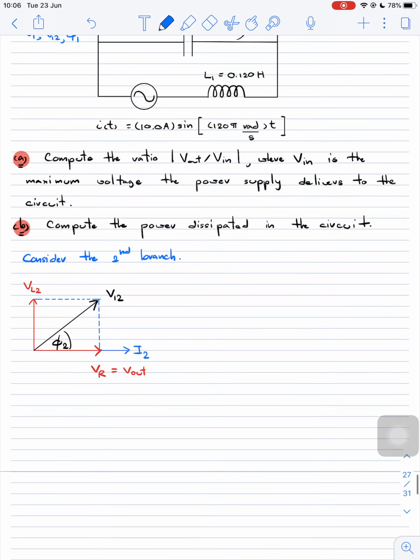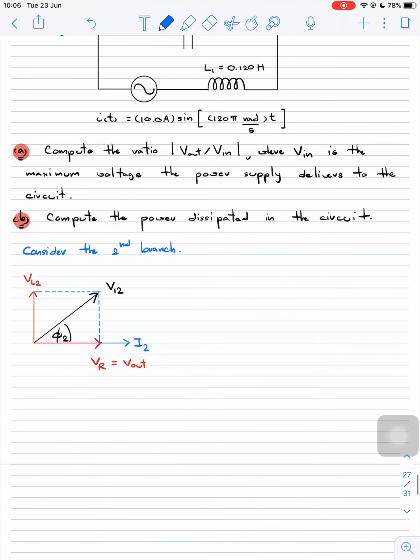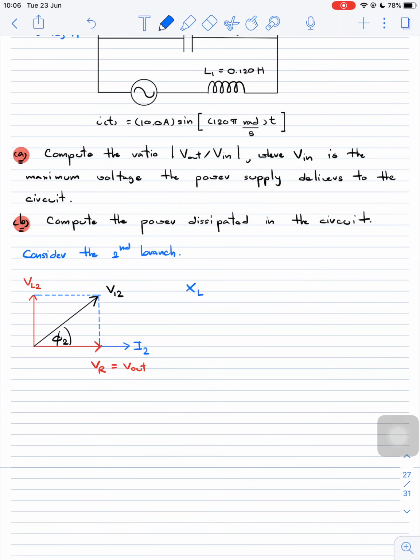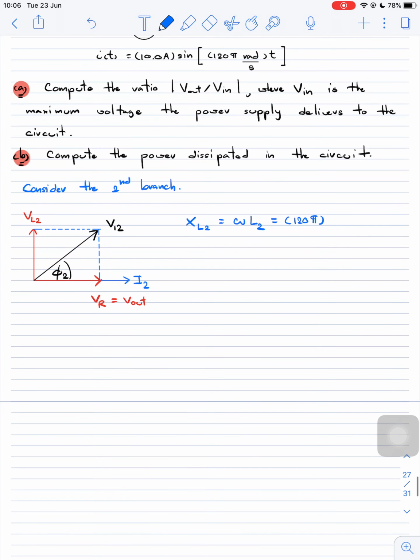Let's just start from what we know: the omega and the L2. We can find the XL2 equal to the omega times the L2. The omega is just equal to the 120 pi. And the L2 is 0.1x0. Then the XL2 is just equal to 67.9 ohm.